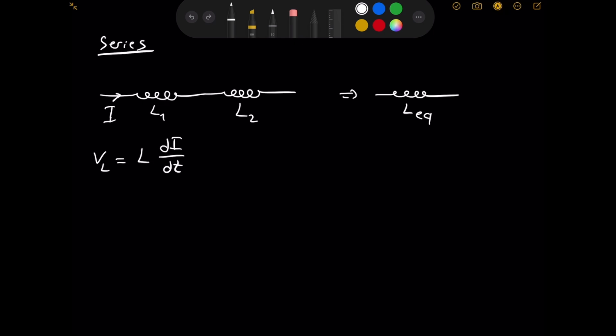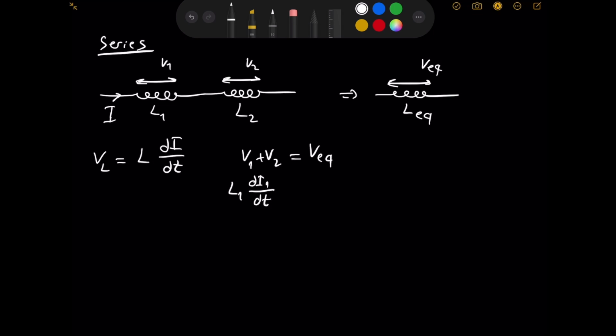And so we basically want to express the voltage, right? So we basically have V1 plus V2. So that's the voltage across the first guy and the voltage across the second guy. And this should equal the equivalent voltage, because you're trying to mimic the behavior of the two inductors, right? And so what can we write? We can write then that we have L1 di1 by dt plus L2 di2 by dt equals, well, let's say L equivalent times di equivalent over dt. Okay?